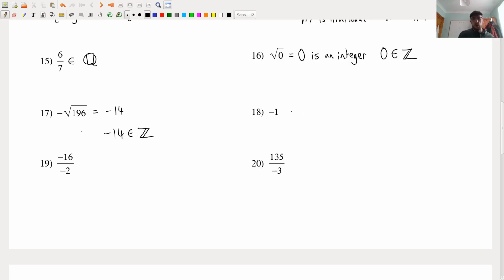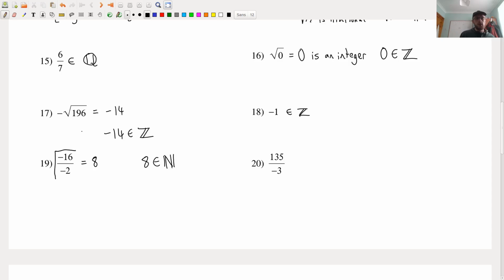What about negative 1? Negative 1 is an integer. Negative 16 over negative 2. Well, you could say that when you evaluate this, you get the answer of 8. And so wouldn't it be correct to say that this belongs to the natural numbers? It depends on your point of view.